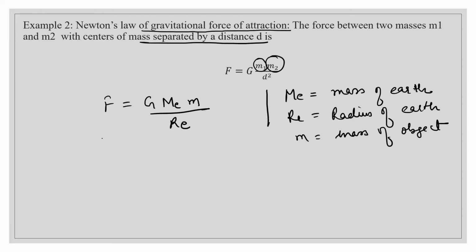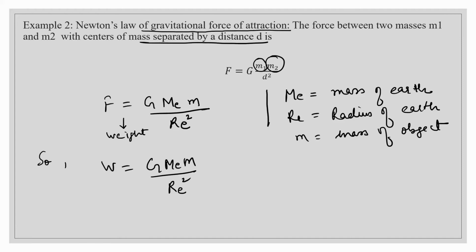And actually this F is directed towards the center and represents the weight of the object. So we can write this as, this actually represents the weight. So I can write W is equal to G M_E M upon R_E square.